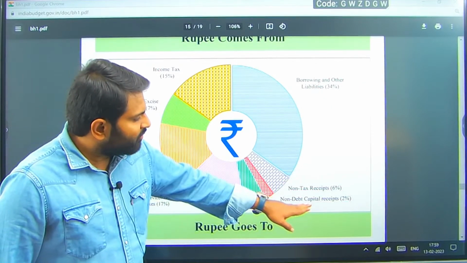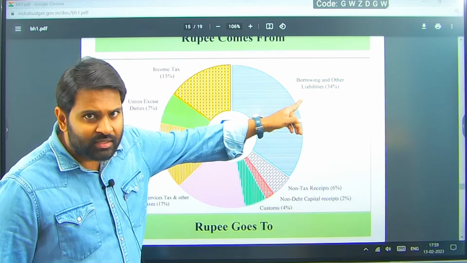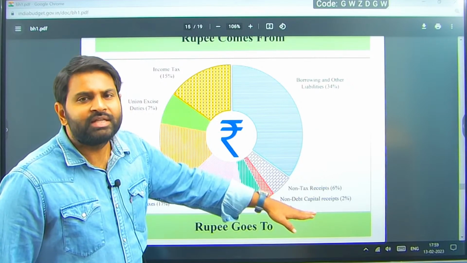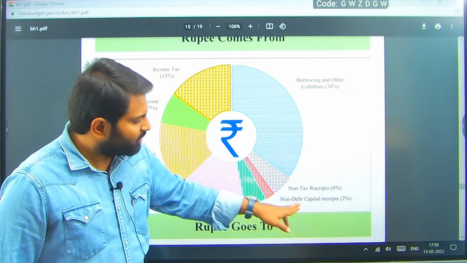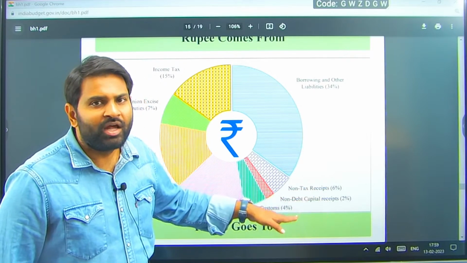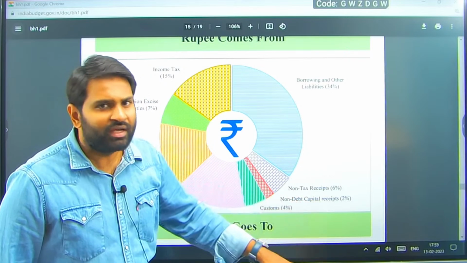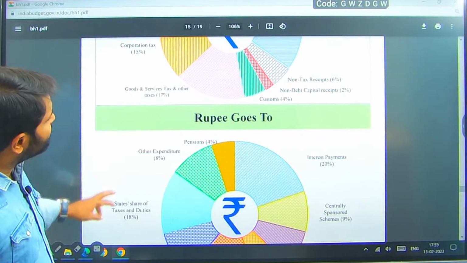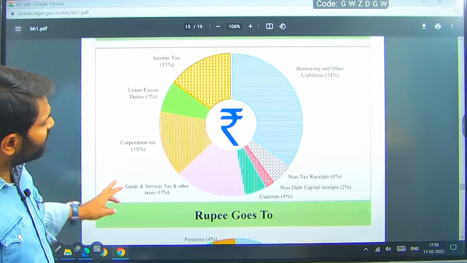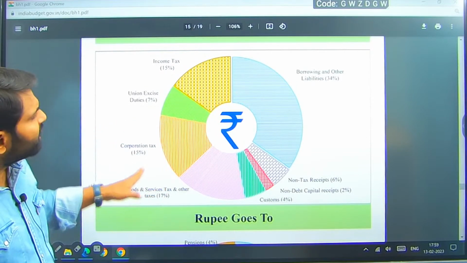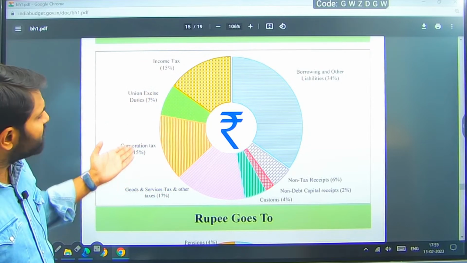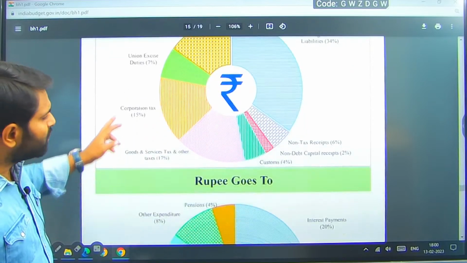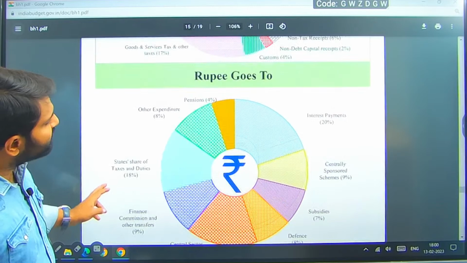Non-debt capital receipts is where it is not part of borrowing. Capital receipts but not part of borrowing. The money which the government of India is receiving without incurring any liability. That is non-debt capital receipts. But just remember these things. Which is major one? Borrowings is major, GST is second, income tax, and similarly your corporation tax, and similarly union excise duties, customs is 4%, non-debt capital receipts is 2%, non-tax is 6%.